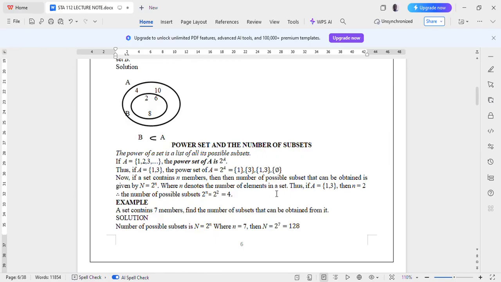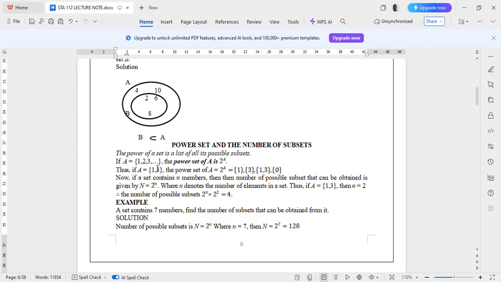Power set and the number of subsets. The power set of a set is a list of all of its possible subsets, the set of all its possible subsets. Underline "possible subsets". It's a set within a set.